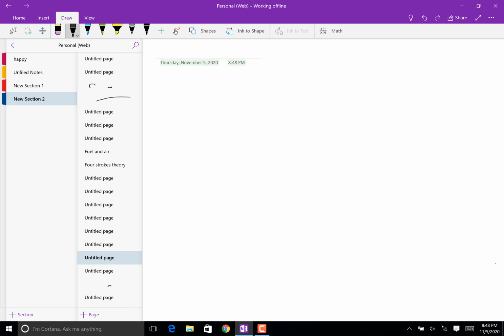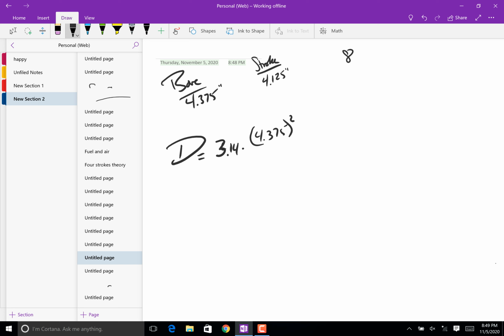So Mr. Groom comes along. He sees this, and this one here, the bore is 4.375 and the stroke is 4.125. These are in inches. And this is an 8-cylinder engine. So displacement is equal to pi, so 3.14 times 4.375 squared, divided by 4 times 4.125 times 8. And we are done.